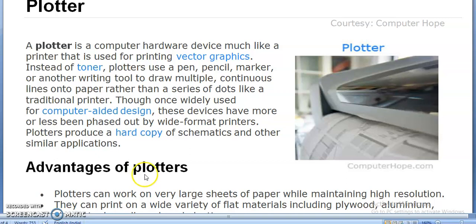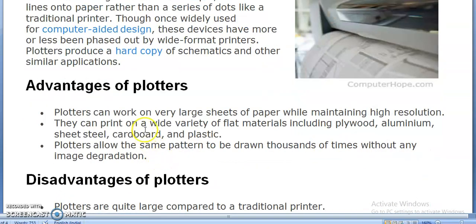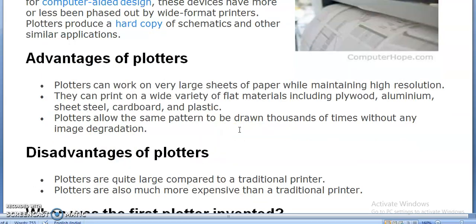So the advantages of plotters are: a plotter can work on very large sheets of paper while maintaining high resolution. They can print on a wide variety of flat materials including plywood, aluminium, sheet seals, cardboard, and plastics. You must have seen flex printing, which is also done with the help of these plotters. Plotters allow the same pattern to be drawn thousands of times without any image degradation. The quality of the image is intact.